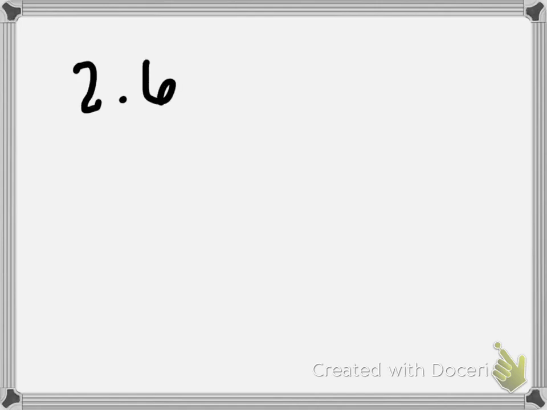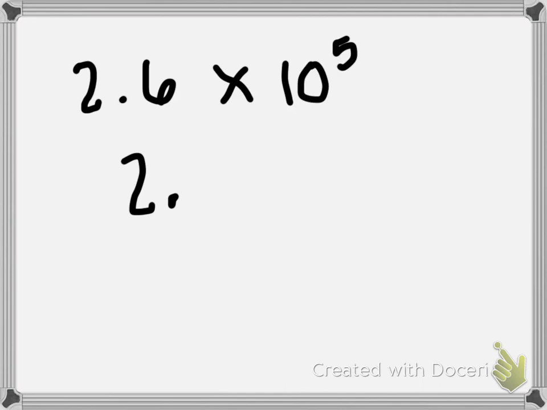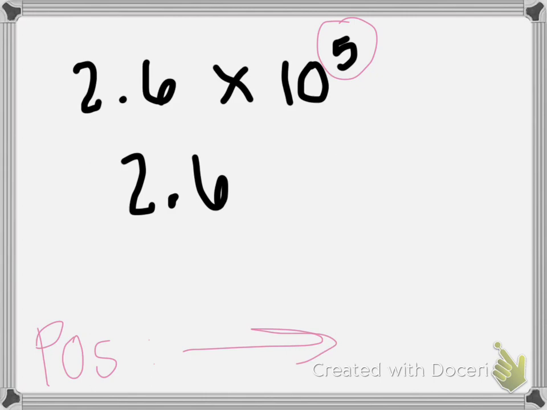2.6. Easy one. 2.6 times 10 to the 5th power. Okay, so how I have my students do it is I have them rewrite the number before the multiplication symbol, and then you always want to look at what is the number in the exponent place. This one is 5. So that means you're going to take your decimal and move it to the right 5 places. You know it's going to the right because a positive exponent means you're going to go to the right.